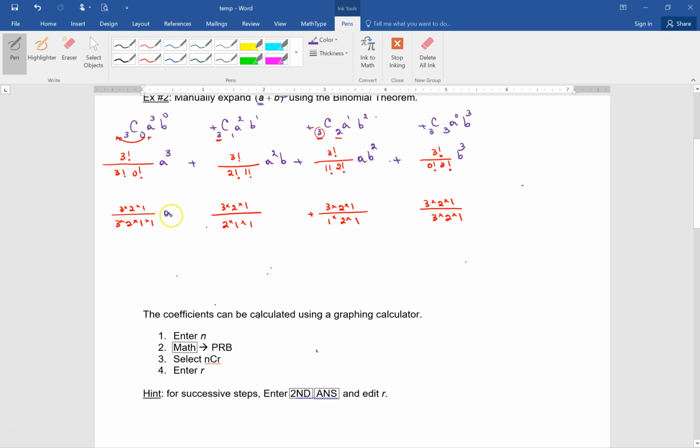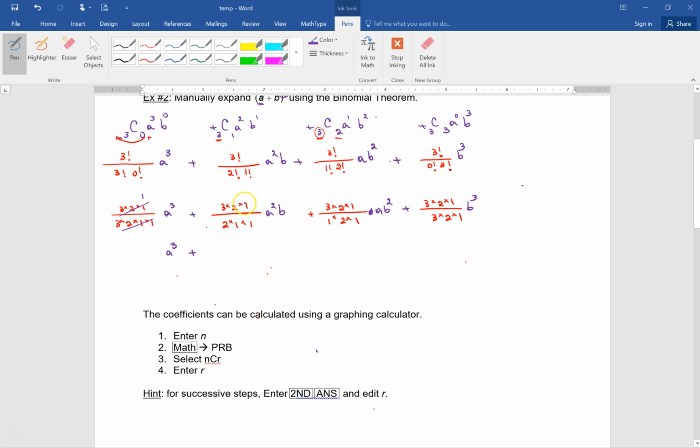So here I have a cubed plus a squared b plus ab squared. Oh, this is an ab squared. And then a b cubed. So now let's cancel anything that can be canceled. Like all of these give you a 1. A cubed. Yeah, it's just a harmless one. You don't even have to write it really.